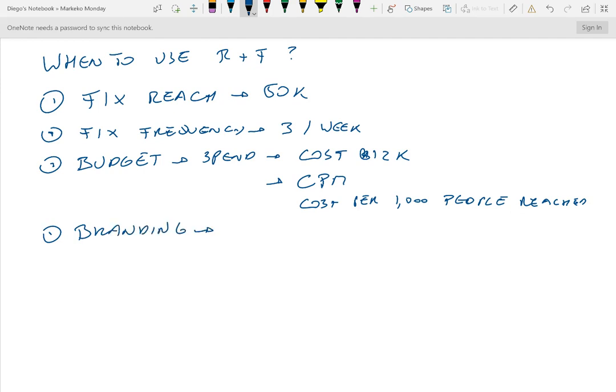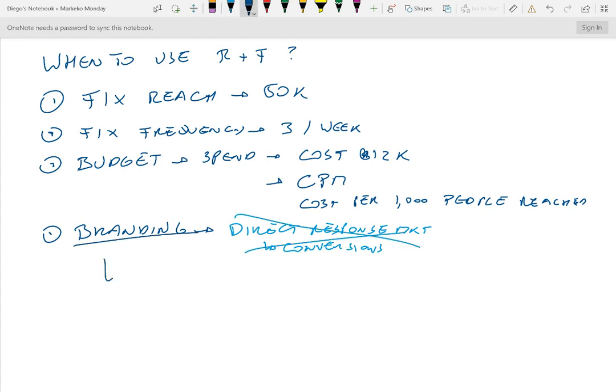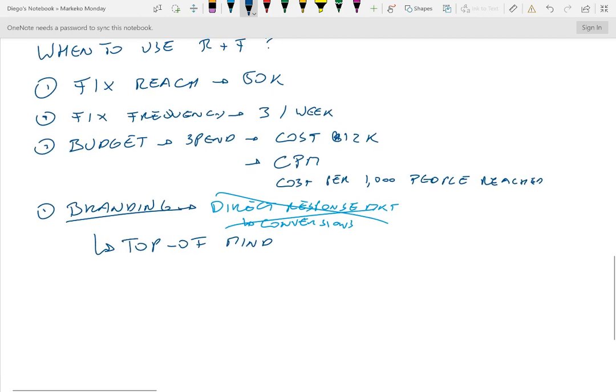And this is a big thing, because you don't want to use this with what Facebook calls direct response marketing, or in other words, when you're looking for conversions. You don't want to use it there, right? You want to use it specifically for branding. When do you use branding? When you're looking for top of mind, right? So if I'm Coca-Cola, if I'm Pepsi, if I'm a brand that's looking to stay on people's top of mind, I want to make sure I use reach and frequency.